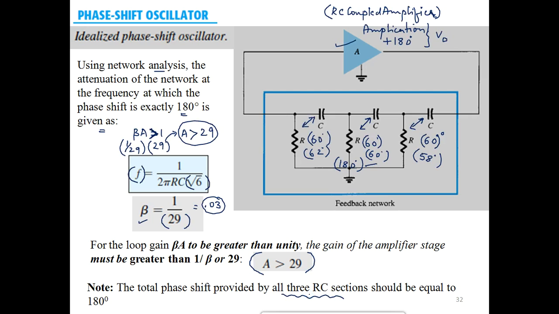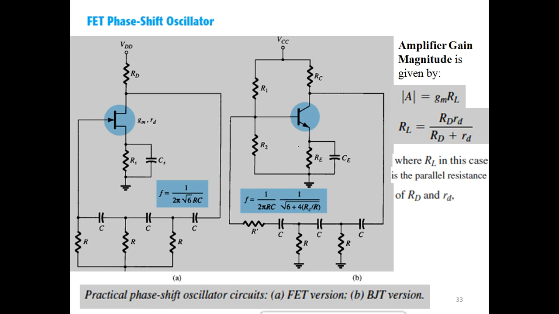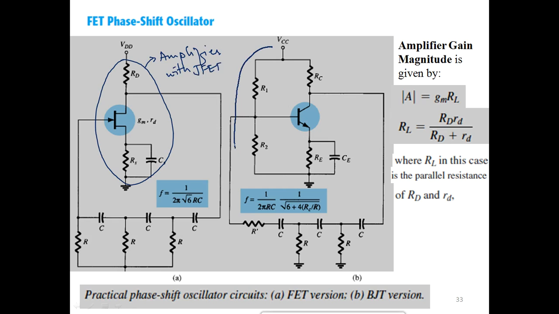Alright, so that's the internal structure of this amplifier. Here it is just a triangular box. What will be present inside the triangular box? If we use a FET, then this is what the amplifier section is, an amplifier with a JFET. If we use a transistor, this is what the amplifier section is, an amplifier using a BJT.